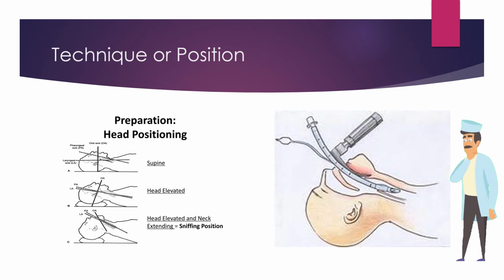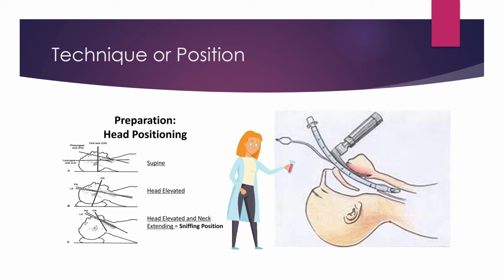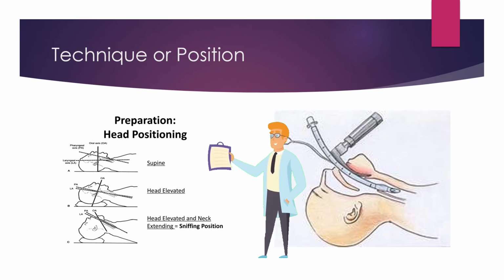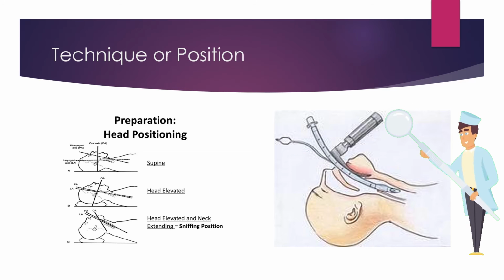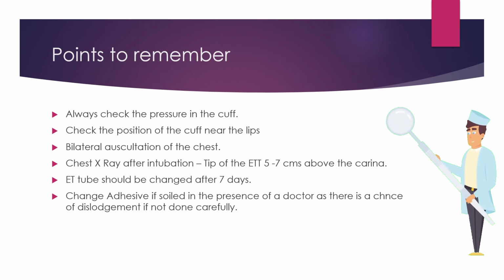intubation. Now if the head is elevated and the neck is extending, this is usually called the sniffing position. So you see there is absolutely no intersection between the pharyngeal axis and the laryngeal axis and the oral cavity. So you are able to view the trachea directly, the vocal cords, and the intubation becomes easier. So that's the reason why this position is preferred, or it is the highly recommended position. So head elevated and neck extending, which is also the sniffing position.